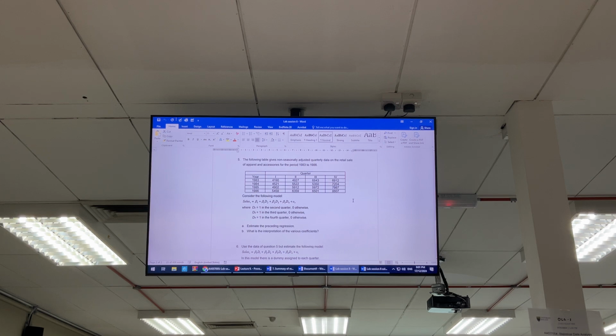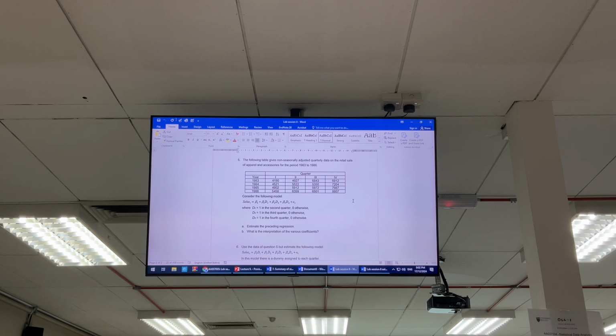Question number 5. The following table gives non-seasonally adjusted quarterly data on the retail sale of apparel and accessories for the period of 1983 to 1986. So we have quarterly data. Just like we have different categories, we have 4 different categories, just like seasons. Right now we have 4 different quarters. We want to know how different quarters affect the sales, so you need to create variables to represent the different quarters.